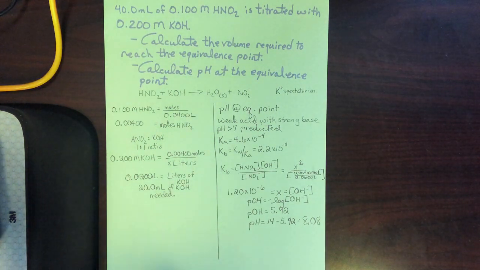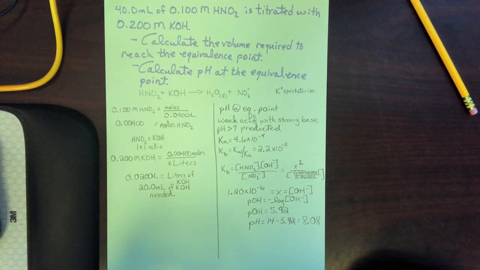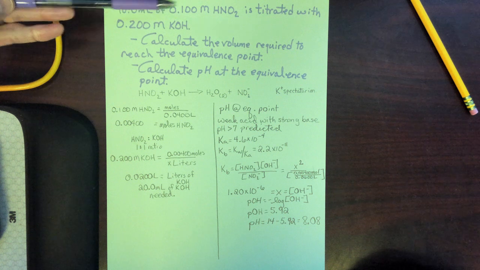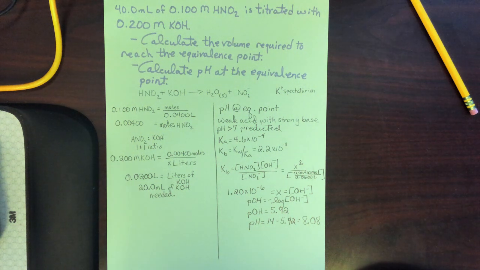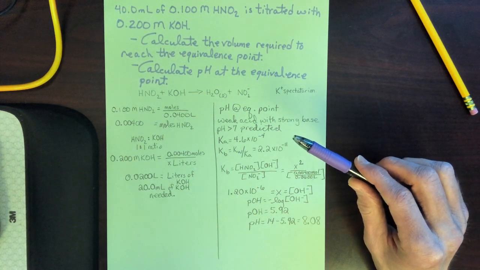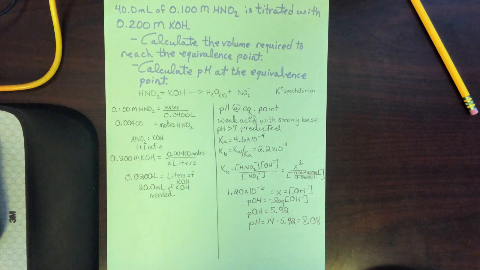Okay, in this example, I want to work through an acid-base titration, specifically the titration of a weak acid, nitrous acid, with a strong base, potassium hydroxide. Now, the first thing I've got to realize about this titration being a weak acid, strong base, is that the equivalence point pH is going to be above 7. So when I do my calculation for the equivalence point pH, I should get an answer somewhere above 7.